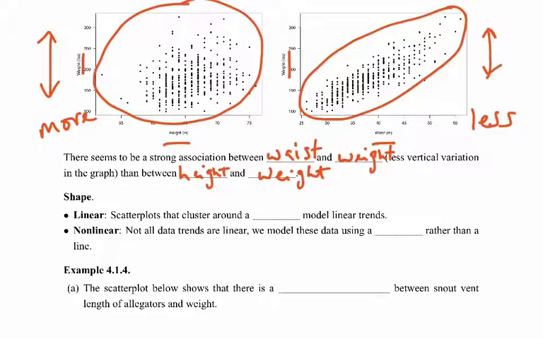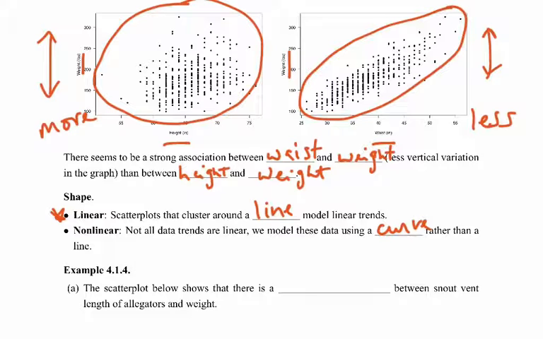Either the graphs, the scatter plots, are going to be clustered around a line, which means we're working with a linear trend. Not all data trends are linear, like we saw that one earlier, and we would model these using some kind of a curve rather than a line. However, we're going to stick to linear for our purposes. Let's look at the next example.